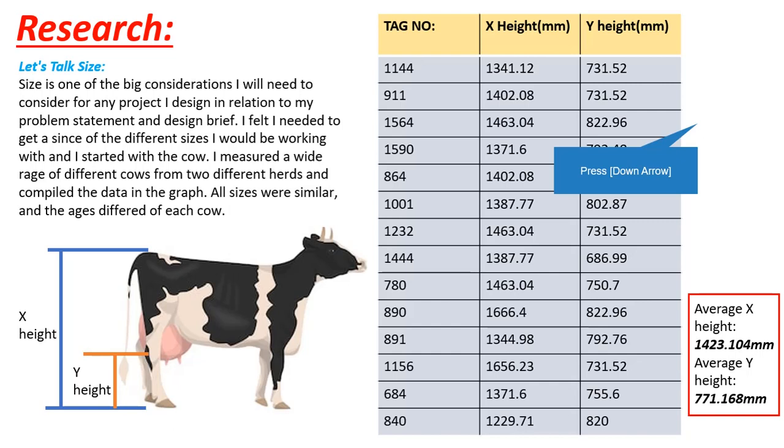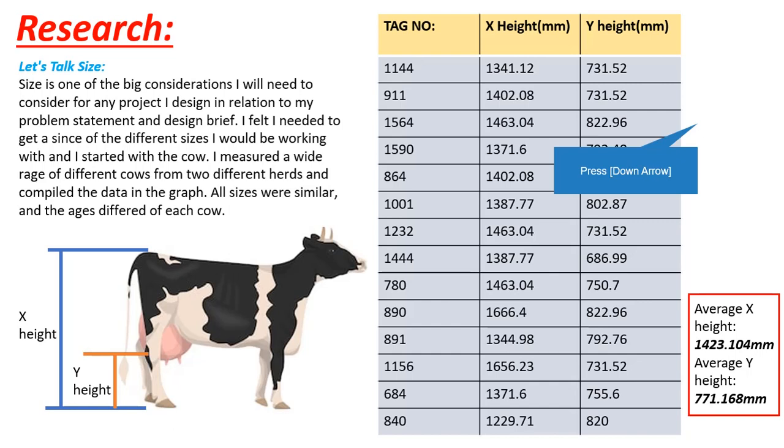But this is my slide on just where I'm getting sizes from. So obviously sizes are going to be a big factor in milking, with any kind of product I develop to aid with this milking. So the only way really to get these sizes was to go out and actually measure some of the different cows. I did this while they were being milked in the milking parlour.